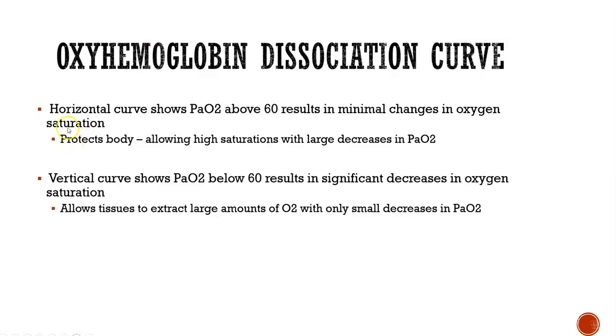All right. So that horizontal curve basically just shows PaO2 above 60 results in minimum changes in oxygen saturation, which helps to protect the body and allows for high saturations with large decreases in PaO2. Okay. And then we have the vertical curve, which shows that PaO2 below 60 results in significant decreases in oxygen saturation, and that allows for tissues to extract large amounts of O2 with only small decreases in PaO2.